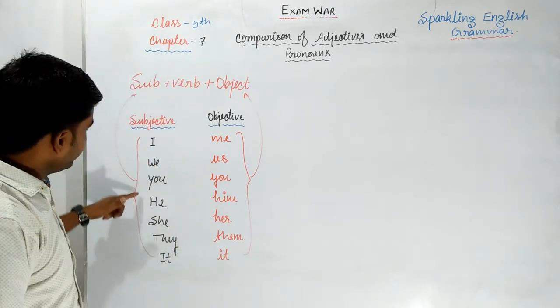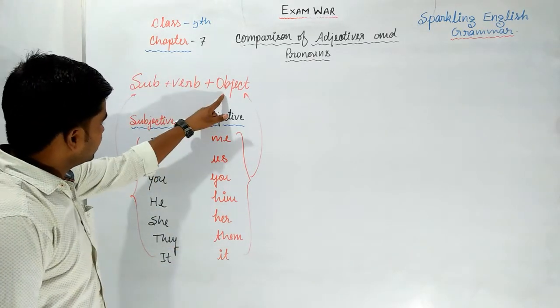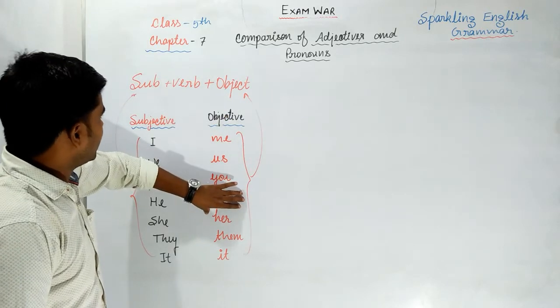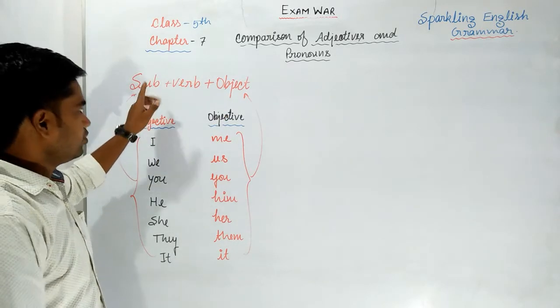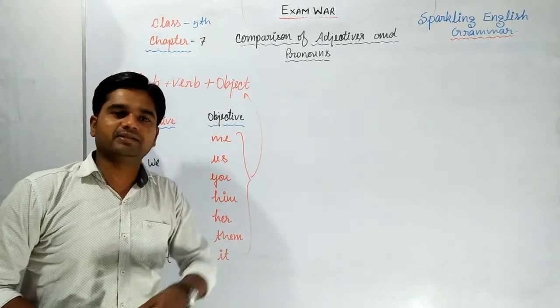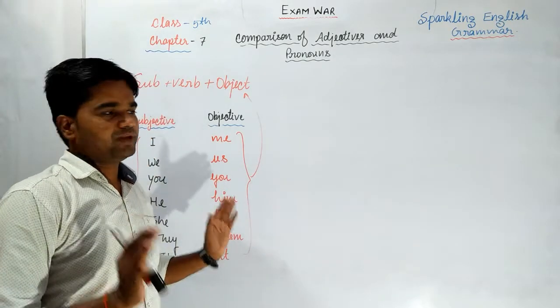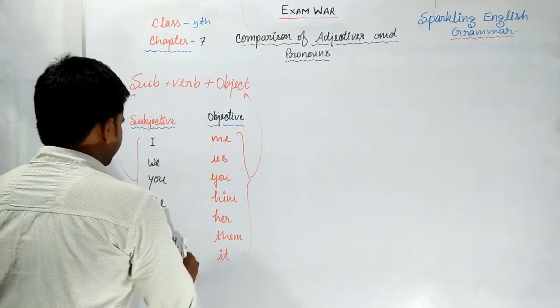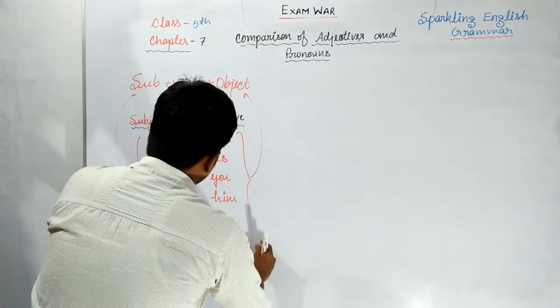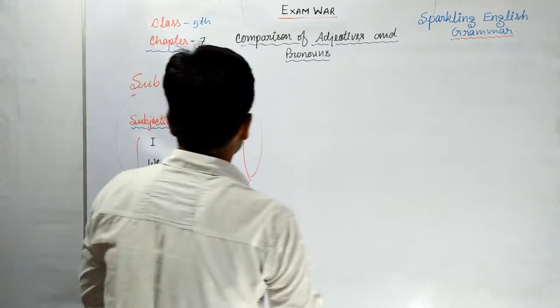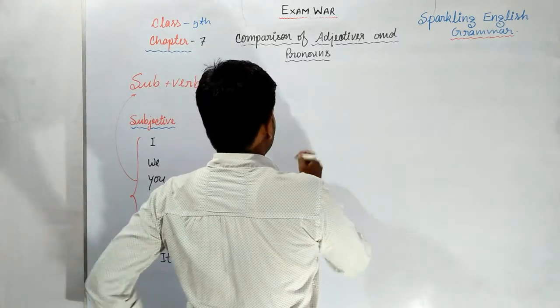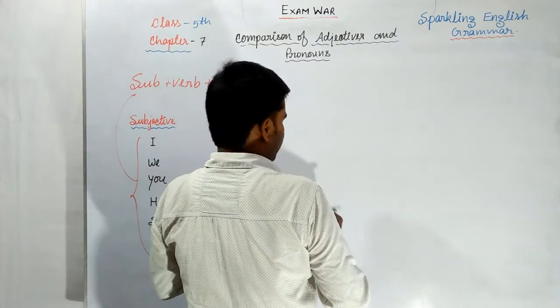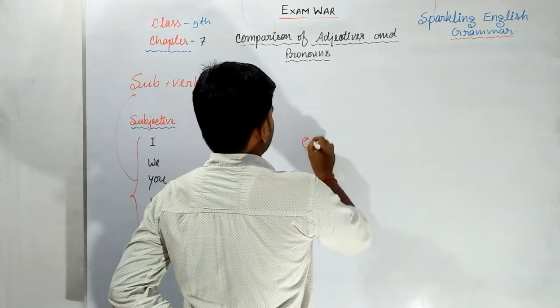These words cannot be used as an object and these words cannot be used as a subject. So their place is already fixed. So let's have some examples of comparison between subjective to subjective and objective to objective. How do we compare these words? Comparison of these words can be done in two types.